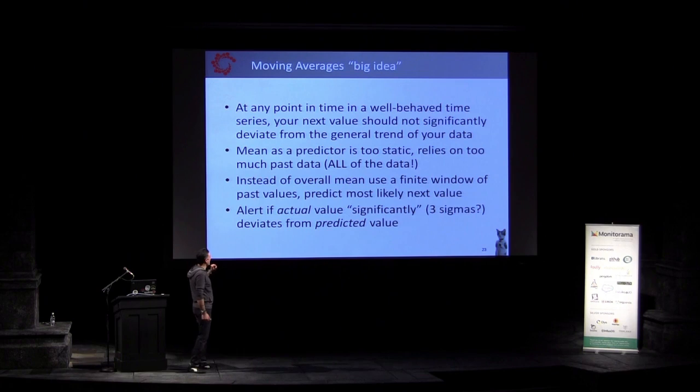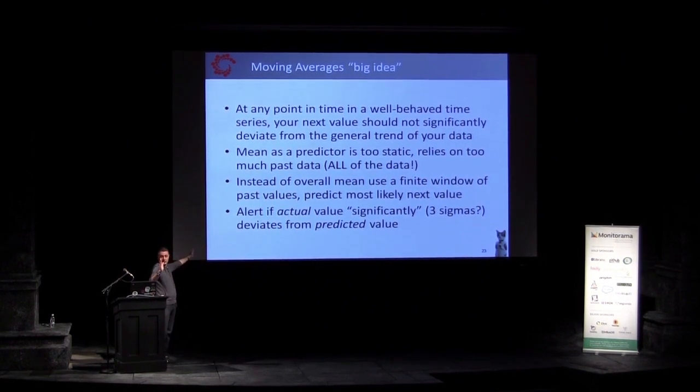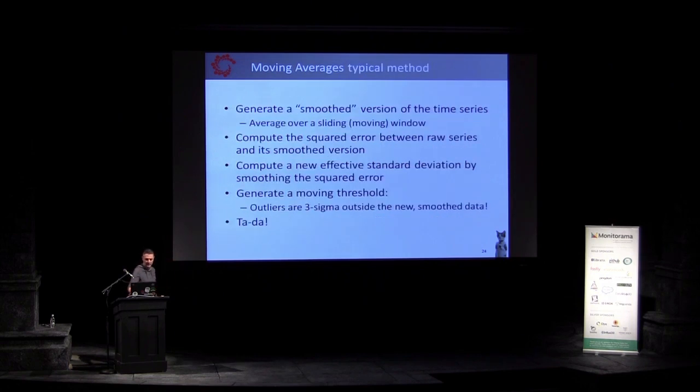So what we want is, instead of an overall mean, to use a finite window of past values. I'm not going to look at the whole history of my data because it's changing. I'm going to look at just a particular window and average that out, look at the mean of that, and then slide the window, look at the mean of that, and slide the window, look at the mean of that, right? Then we alert if the actual value significantly deviates from the predicted value. All right, this sounds like a lot of fun, something that's doable.